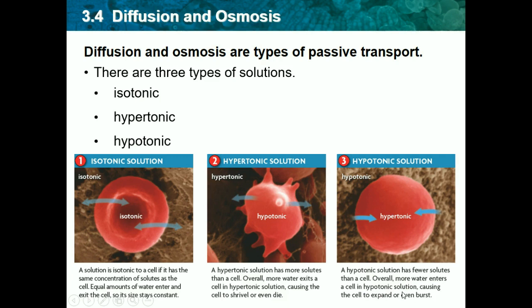So the outside is hypotonic, which means it has less of the salt and more water. Let's just think about the water. The outside has more water. Inside is hypertonic, so it has less water. The water is going to flow from high to low. So the water from outside goes into the cell, and the cell has to expand to accommodate all the water coming in, and eventually it'll burst.